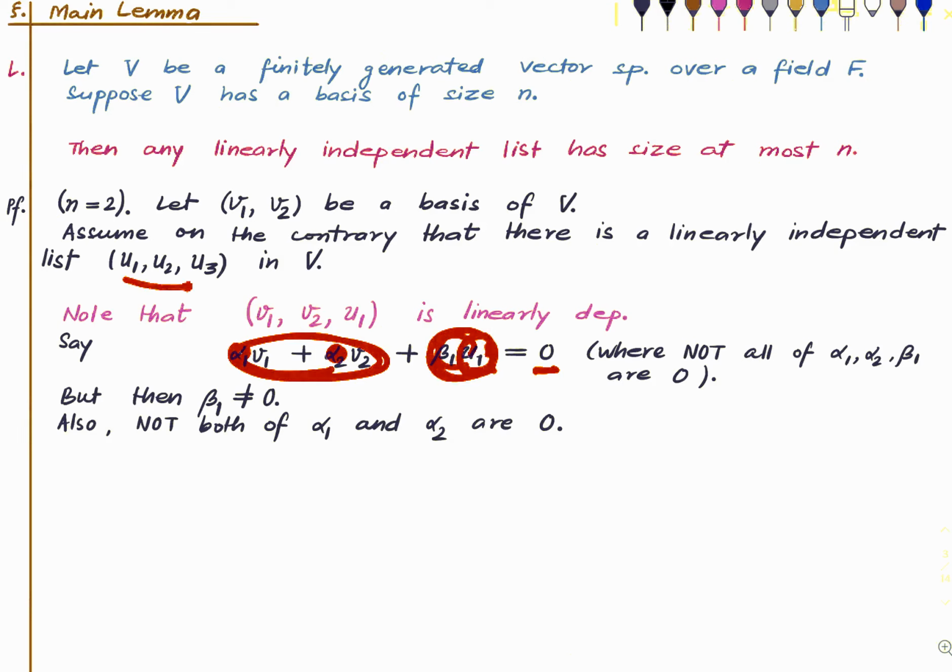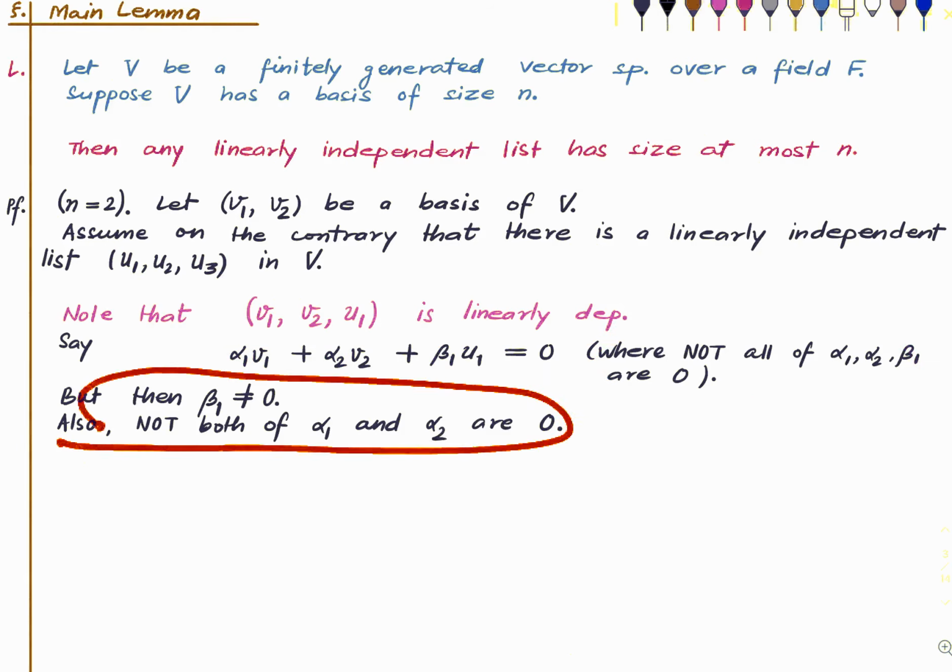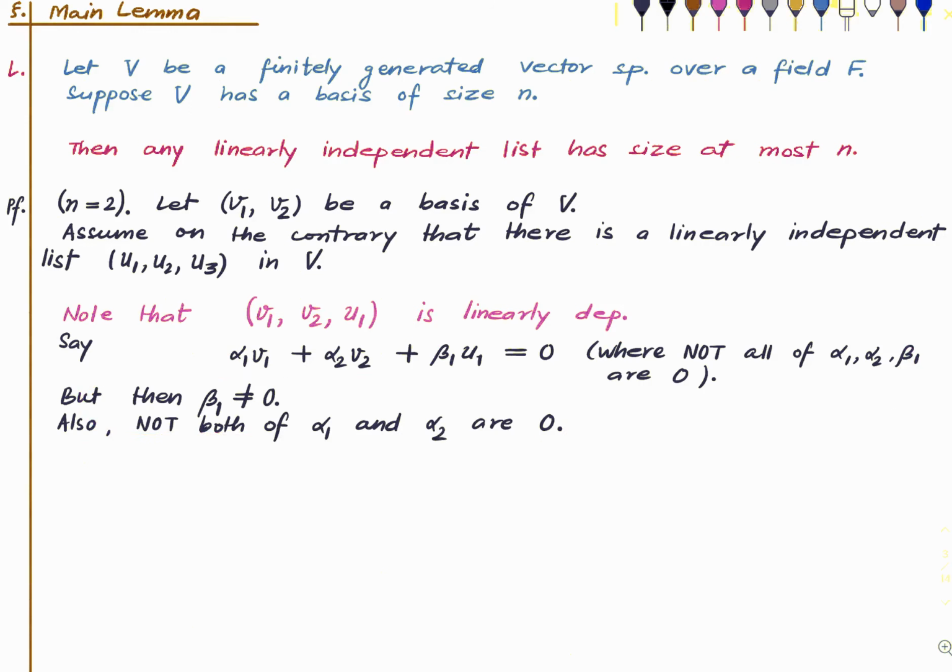Why? Because it is part of a linearly independent list. So no vector in a linearly independent list can be 0. So u1 is non-zero, and hence it would force that beta 1 is 0. So if both of alpha 1 and alpha 2 were 0, then beta 1 would also be 0. And again, we would have a contradiction to the choice of alpha 1, alpha 2 and beta 1. So this is also true. I'm not writing the reason, I have said it.